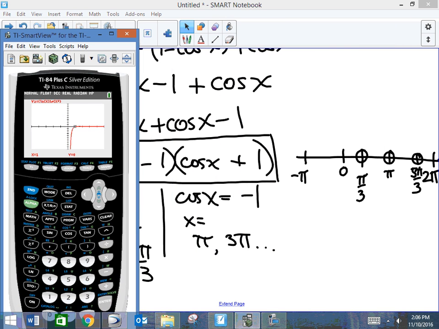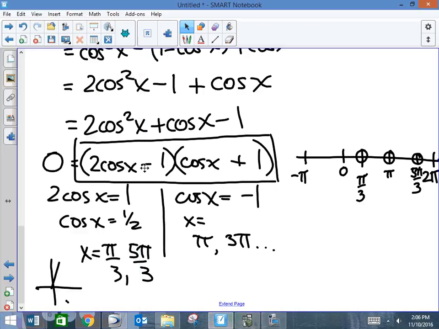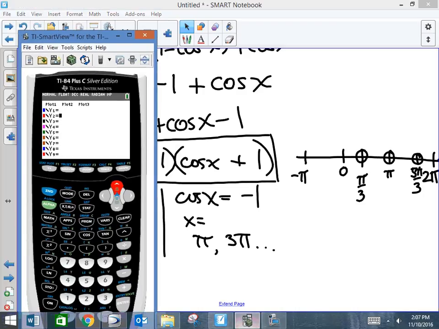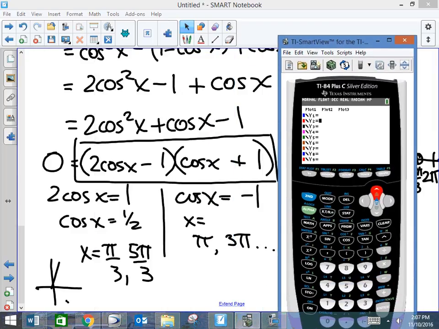Okay, I'm gonna put this in the calculator again, just because I'm feeling lazy. All right, so I'm gonna put this double prime in the calculator. Okay, so what is it? 2 cosine x. Oops, I forgot to square it.